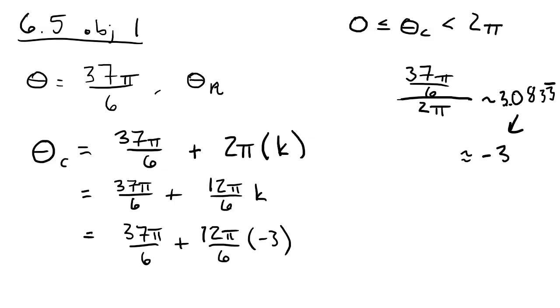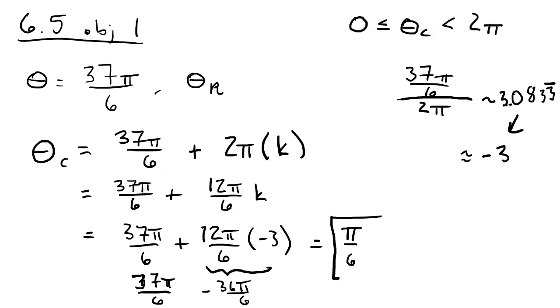37 minus 36 is going to be 1. So we're going to have a pi over 6. Again, that's simply because this is -36 pi over 6, and we have on the left-hand side 37 pi over 6. So we're just adding these like we add fractions and subtract their numerators. Now that we have our coterminal angle, we can talk about the rest of the problem.